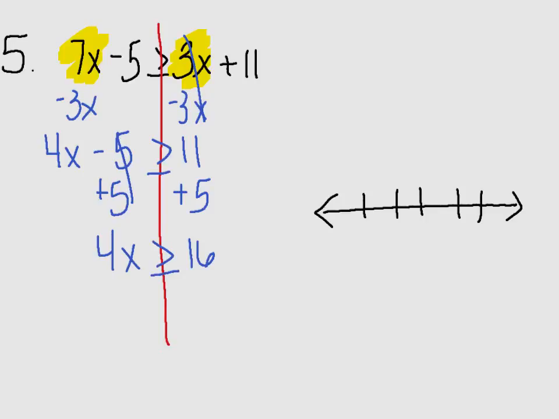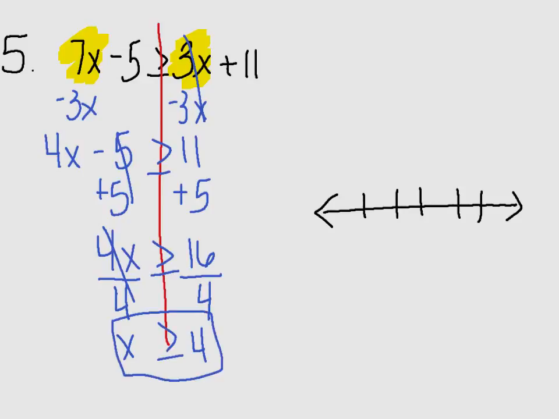Now I need to get rid of that times 4. The opposite of times 4 is divide by 4. My 4's cancel, and I'm left with x on the left, and 16 divided by 4 is 4. Again, I ask myself, did I multiply or divide by a negative? No, so my sign stays the same.